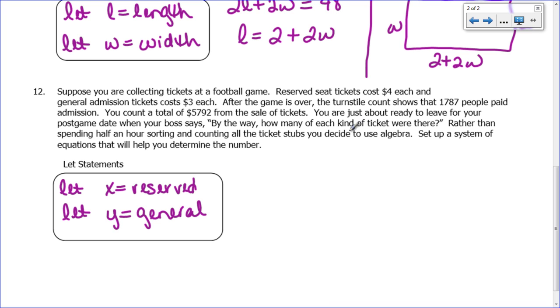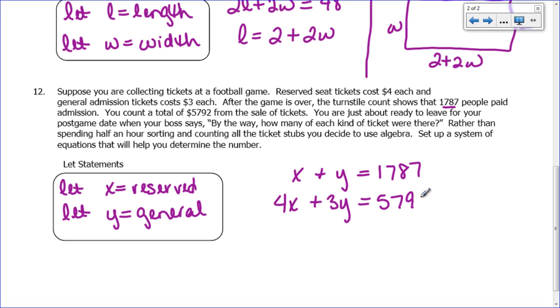Okay, so here's what I know. I know that there were a total of 1,787 people. Well, those 1,787 people bought reserve tickets, and they bought general admission tickets. And it made this many tickets total. I also know that the reserve seat tickets were $4, and the general admission were $3, and my total amount of money was $5,792. So that would be your system.